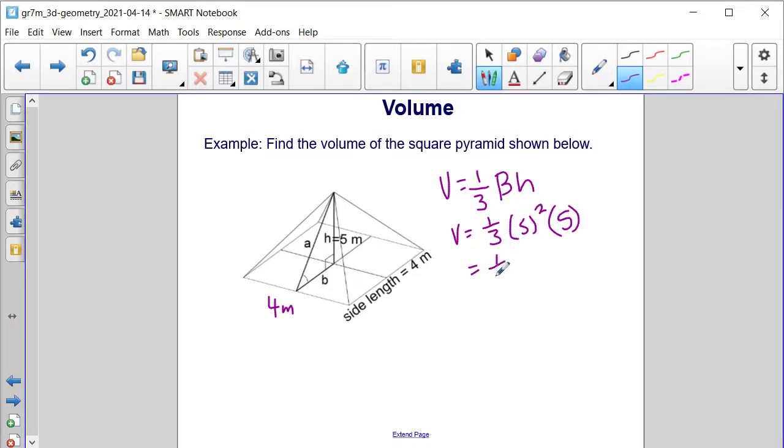So then let's substitute the 4 in for our S, or side length value, squared. And then if we square 4, we get 16, and 16 times 5 is 80, and 80 times 1/3 is 80 thirds, which you can also rewrite as a mixed number, which would be 26 and 2/3 square meters, or cubic meters.